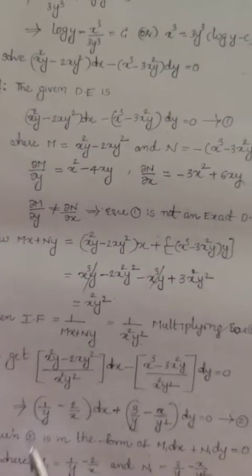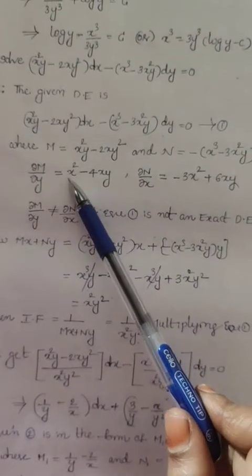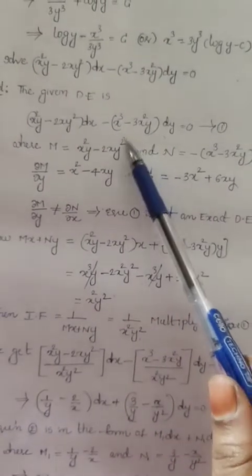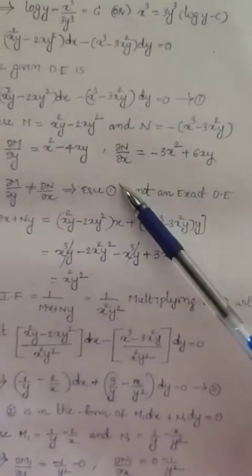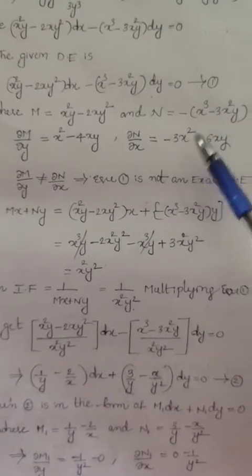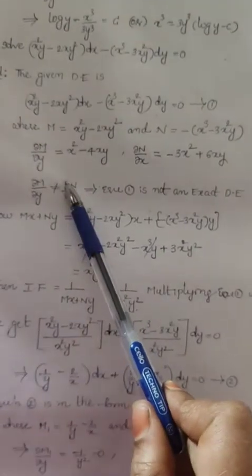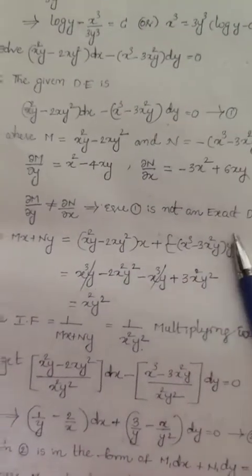Then we have to find the partial derivative of M with respect to y and the partial derivative of N with respect to x. That is, ∂M/∂y = x² − 4xy, since the differentiation of y² is 2y, so 2 into 2 is 4, minus 4xy. ∂N/∂x = −3x² + 6xy. So here ∂M/∂y is not equal to ∂N/∂x. That implies equation 1 is not an exact differential equation.